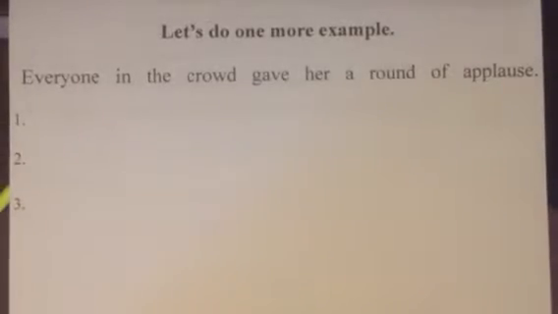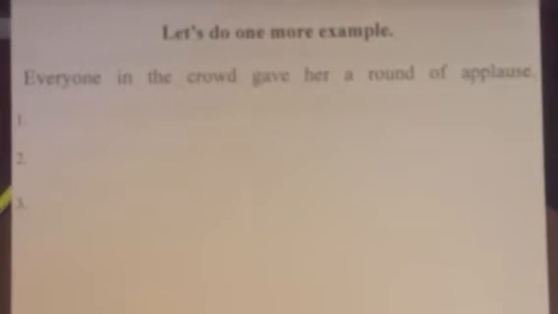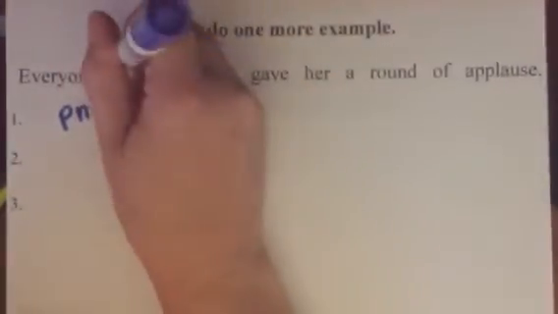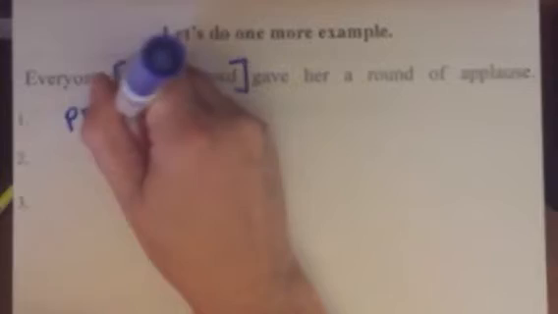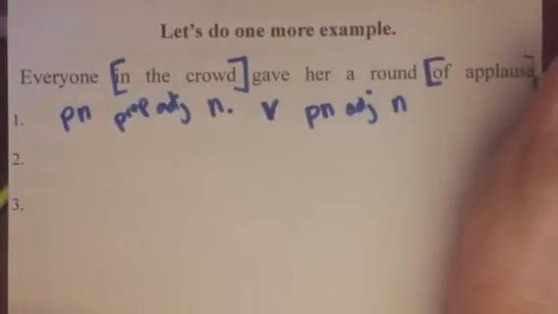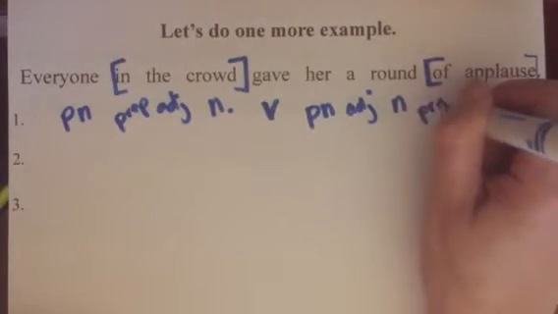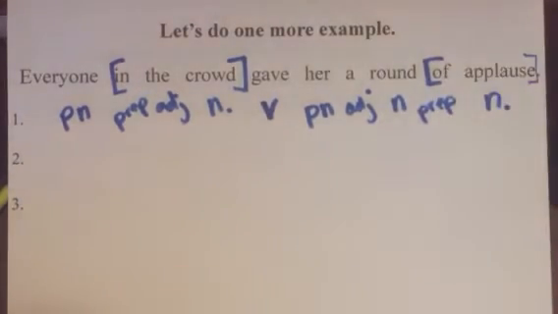Let's do another. Everyone in the crowd gave her a round of applause. So level 1, everyone is a pronoun. In the crowd, oh, see already, we see a prepositional phrase. So in, it's a preposition, the adjective, crowd, noun. Well, what did they do? They gave, so that's a verb. Her, we have another pronoun, a, adjective. Round is a noun in this sentence. Of applause, we have another prepositional phrase. Of is a preposition. Applause is a noun.